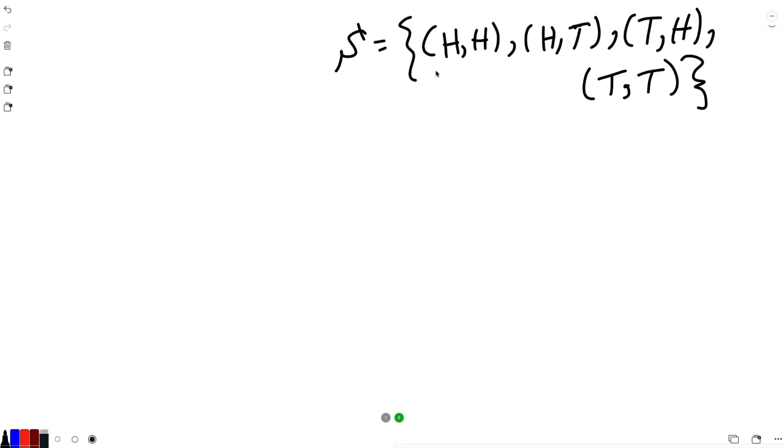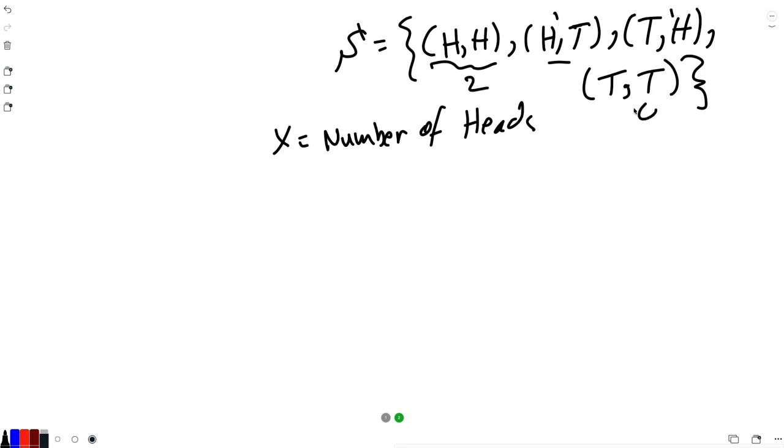Now we have symbols. Actually, this is event 1, event 2, event 3, event 4. We can define a map for this experiment. So we say that our random variable, for example x, is equal to the number of heads that appear or landed. In that case, our random variable becomes 2 for this one, 1 for this one, 1, and 0.